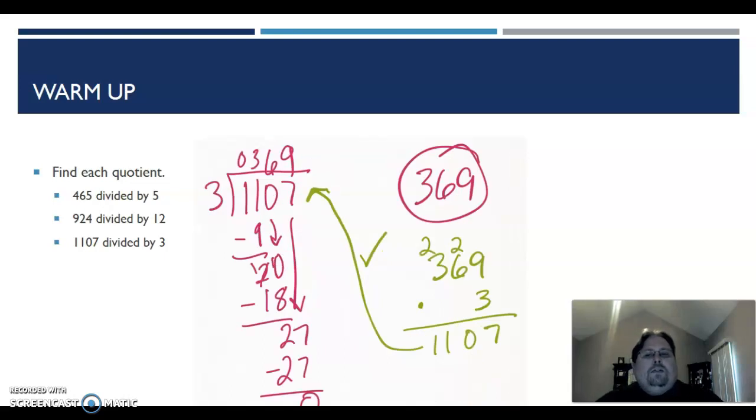For the last one, 3 into 1107, 3 goes in there 369 times, and you can see how I went about solving that. And I took my 369, multiplied it by 3, and I got 1107, which matches what we have on the inside as our dividend.